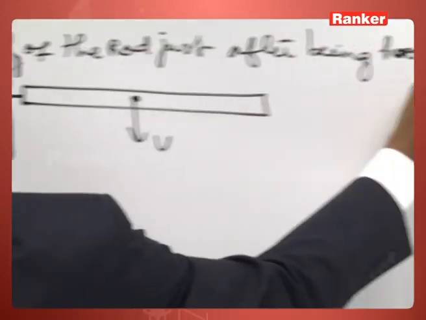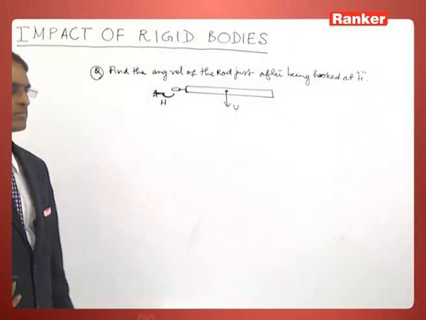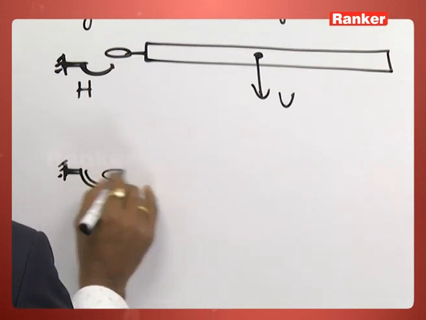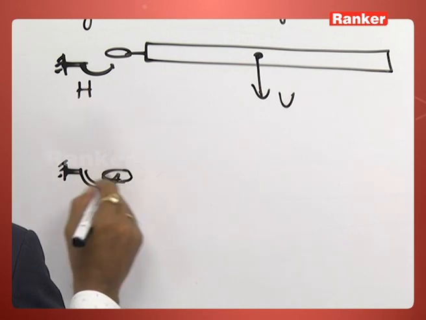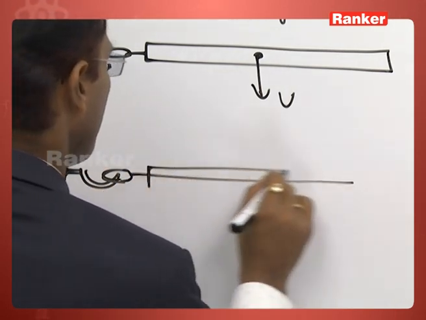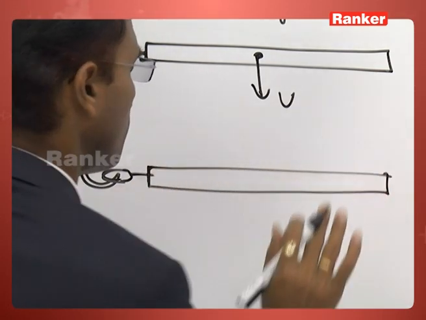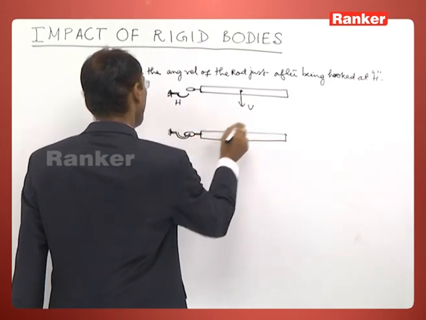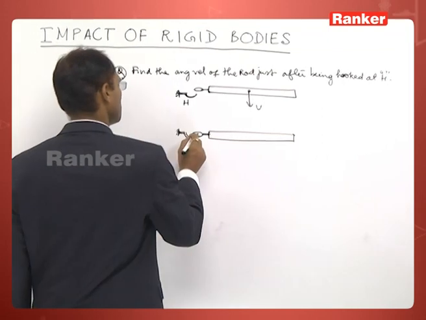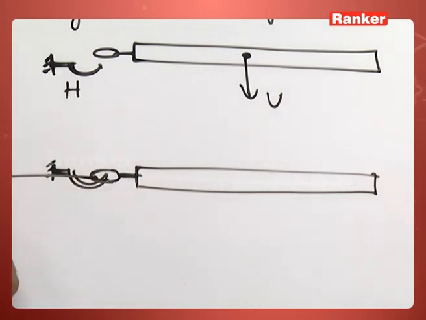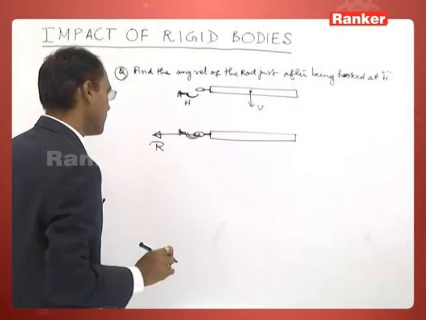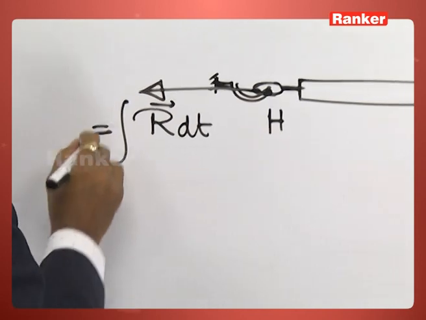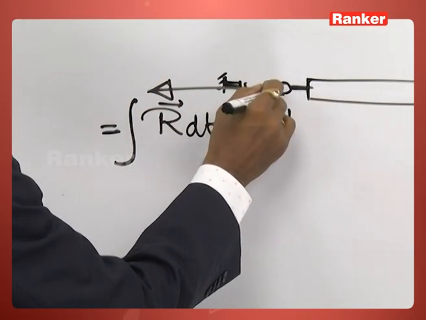This is the hook, H. During the time of collision, the rod will experience a certain force. This force is given by the hook. This force is the reaction force, R. The reaction force is passing through this point H. Therefore, the reaction force cannot produce a torque about this point.